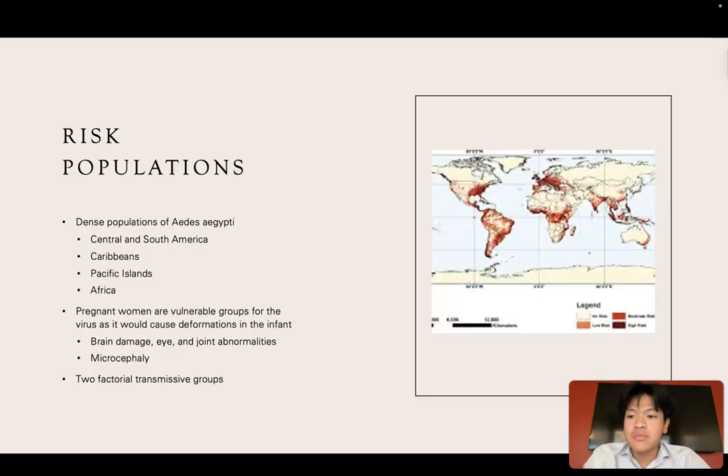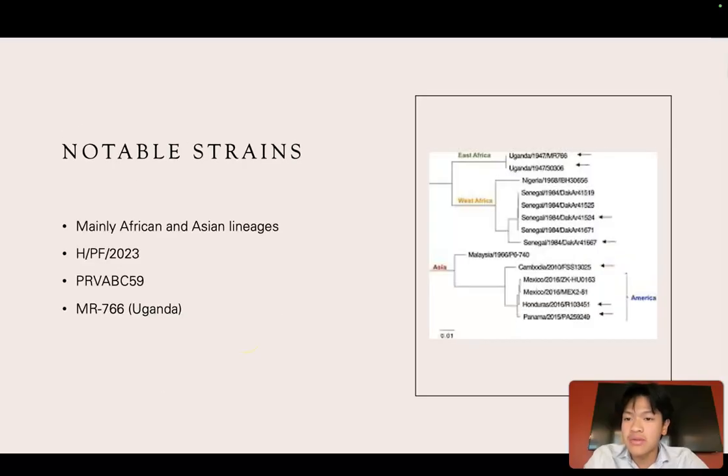And then here's some risk populations as well. Like what I said before, a lot of the subtropical and tropical regions, that's what I included, so any dense populations of mosquitoes. And then pregnant women are obviously very vulnerable to this virus as well, where it can cause deformations like microcephaly, brain damage, and eye and joint abnormalities.